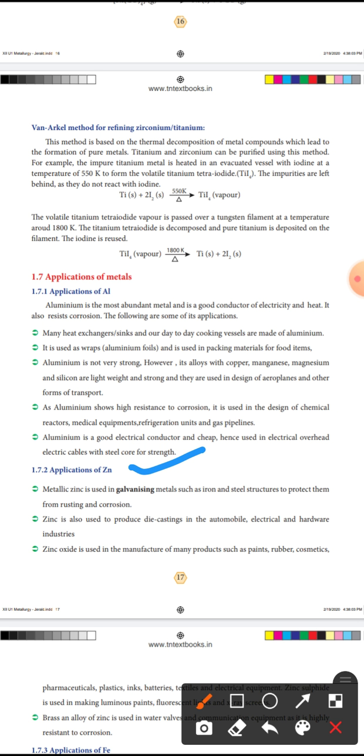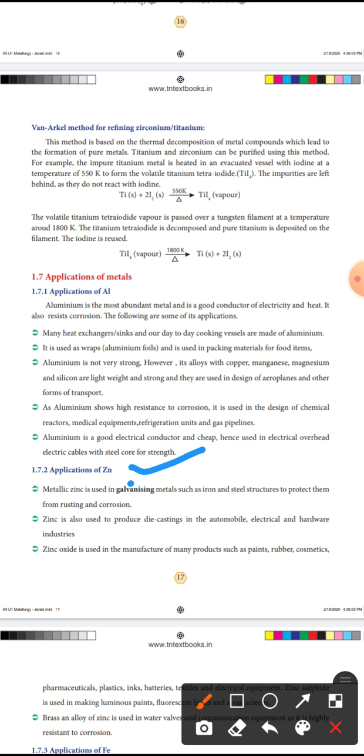Metallic zinc is used in galvanizing metals such as iron and steel structures to protect them from rusting or corrosion. Galvanizing means that one metal is covered by another metal. Zinc is also used to produce die castings in the automobile, electrical and hardware industries. It is used for casting purposes.